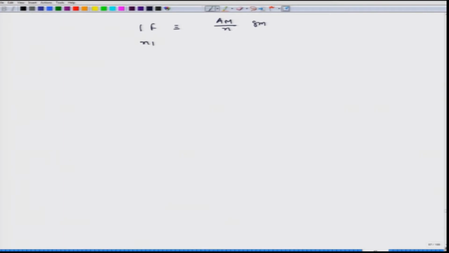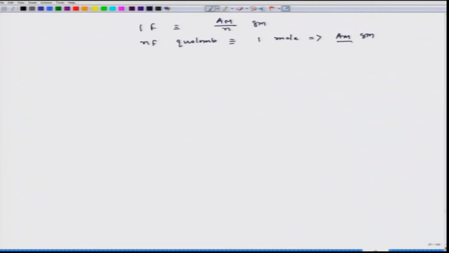Now, if I send nF amount of charge or coulomb, it will be equivalent to 1 mole of that substance. Why? Because this is nothing but AM gram of metal, or the atomic weight of that particular metal. So, if this much of metal ion forms, then we would definitely have 1 mole of metal dissolution.